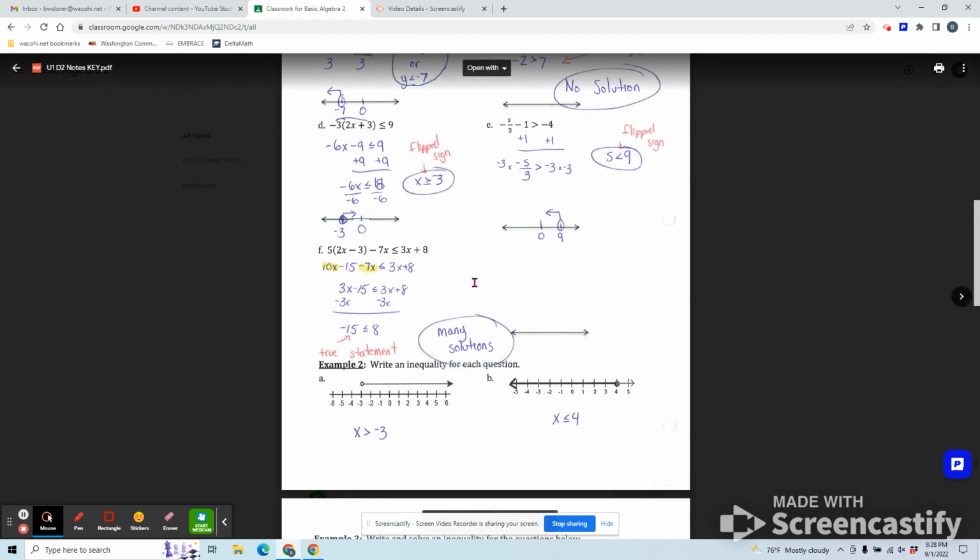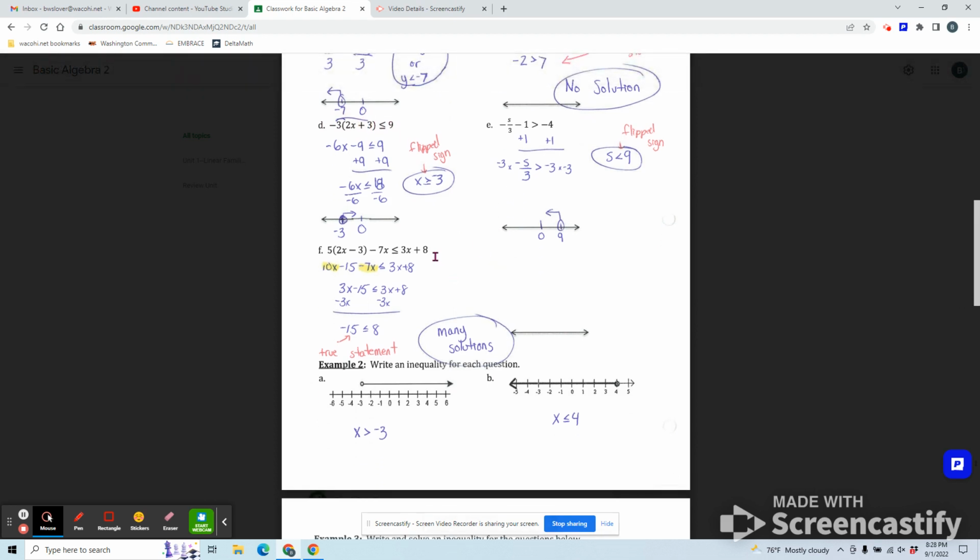So let's look at letter F. So I distribute the 5. And I get 10x minus 15 minus 7x is less than or equal to 3x plus 8. Collect like terms, that's what's highlighted in yellow. They're on the same side of the equal sign. So I do exactly what's printed, which would be 10 minus 7. I get 3x. I got variables on both sides.